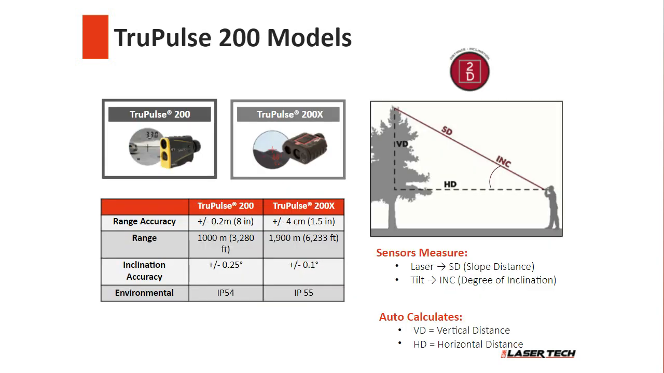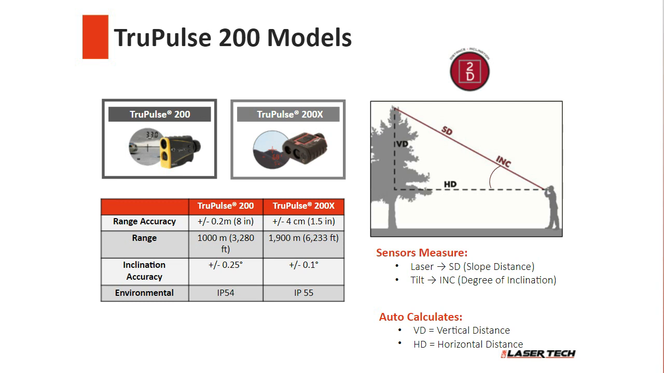So the models we'll be talking about today and integrating into different workflows: the first one is our 2D, the TruePulse 200 series. We've got our TruePulse 200 and our 200X. And you can see the different range accuracies in the specifications. The TruePulse 200 is 8 inches, and the TruePulse 200X we're down to 1.5 inches. So again, that's our range accuracy.